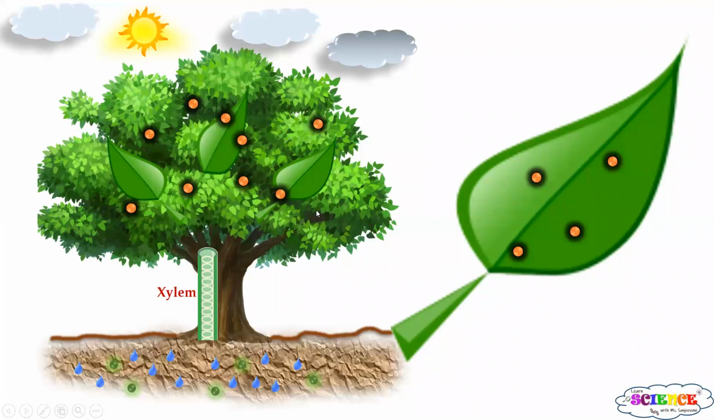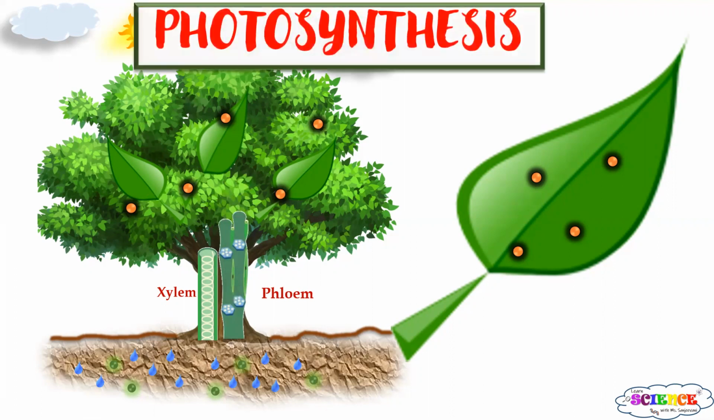Now this food, that is glucose, which is prepared by the green part of the plant, will this food be used only by the green parts? No, of course, other parts of the plant also need food, right? So this glucose, which is produced by leaves, is transported to the rest of the plant by phloem. Phloem is the second conducting tissue which is responsible for transporting food to the different parts of the plant. Okay, so this is photosynthesis.